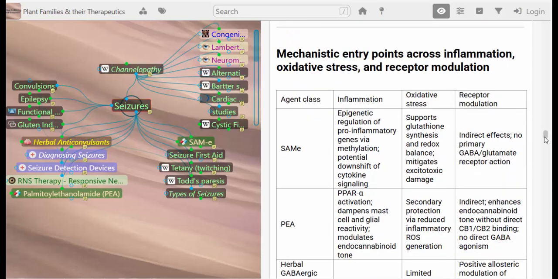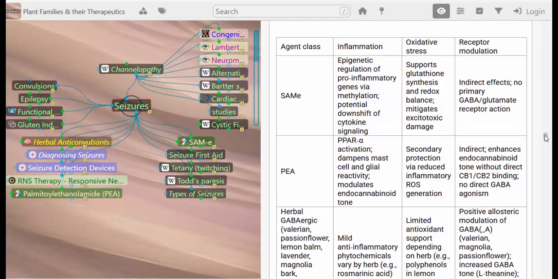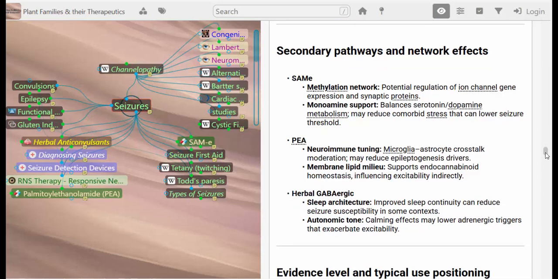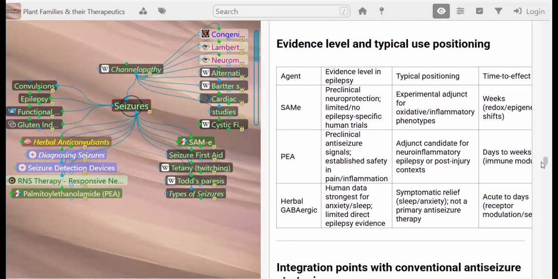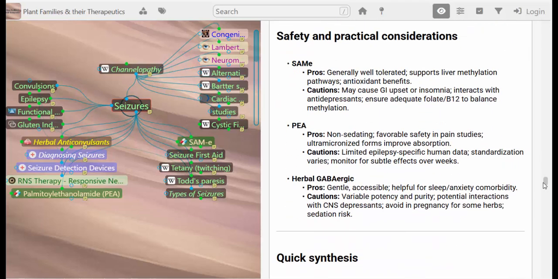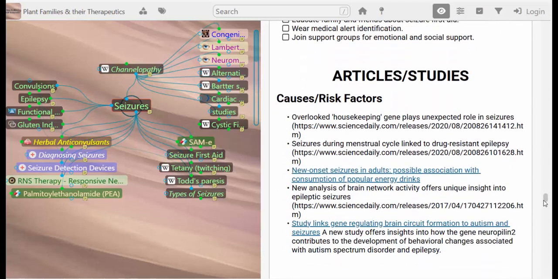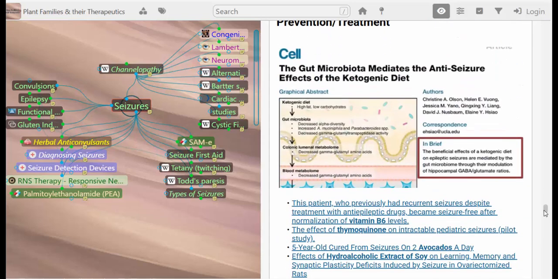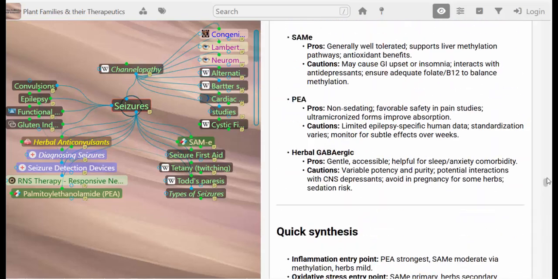These are the mechanistic entry points across inflammation, oxidative stress, and receptor modulation. So we can compare them. We can also take a look at secondary pathways and network effects, evidence level and typical use positioning. And here we have integration points with conventional anti-seizure strategies. Safety and practical consideration, living with seizures, and then of course we've got all kinds of articles and studies on causes and risk factors, prevention and treatment, and so on and so forth.